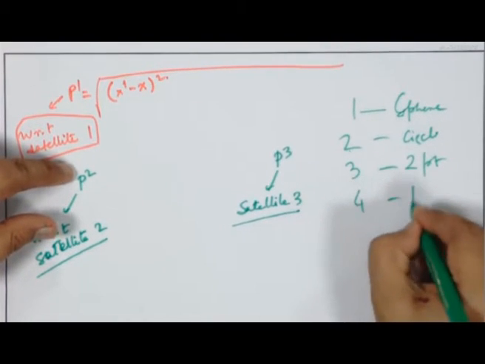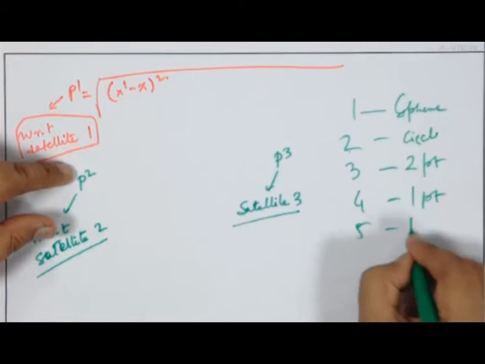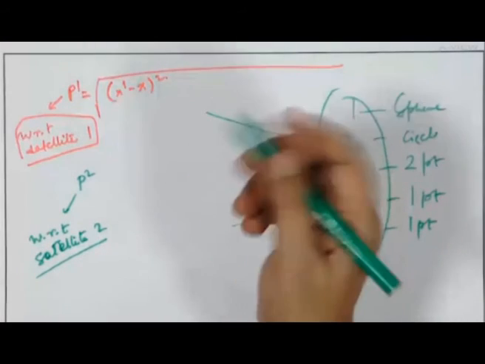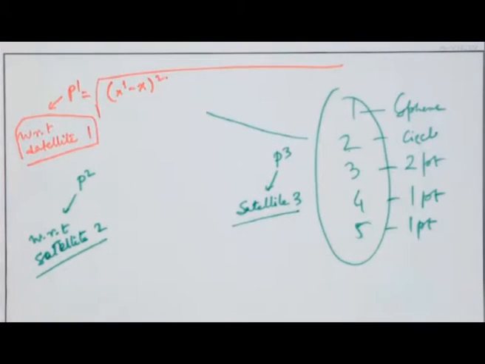Fourth equation, 1 point. Fifth equation, 1 point. So now we have actually, but this equation finding was not easy. It had to do some sort of manipulations.